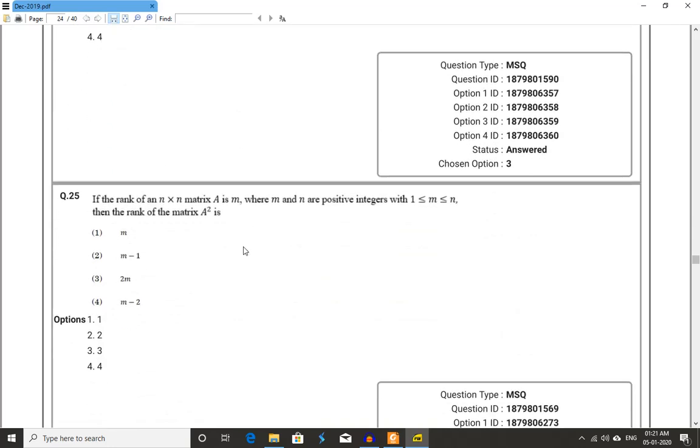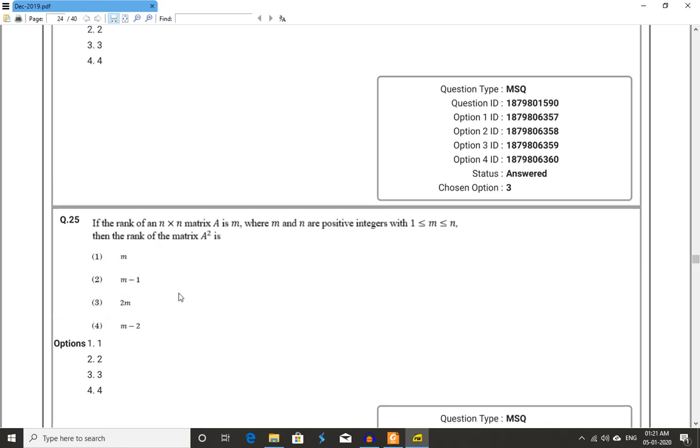The rank of an n cross n matrix is m. So what will be the rank of A square? The rank will not increase, right? Say you have a 2 cross 2 matrix with rank 2. If you square your 2 cross 2 matrix, it will remain a 2 cross 2 matrix, and the rank cannot go to 4, right? So first, the increasing options get eliminated.